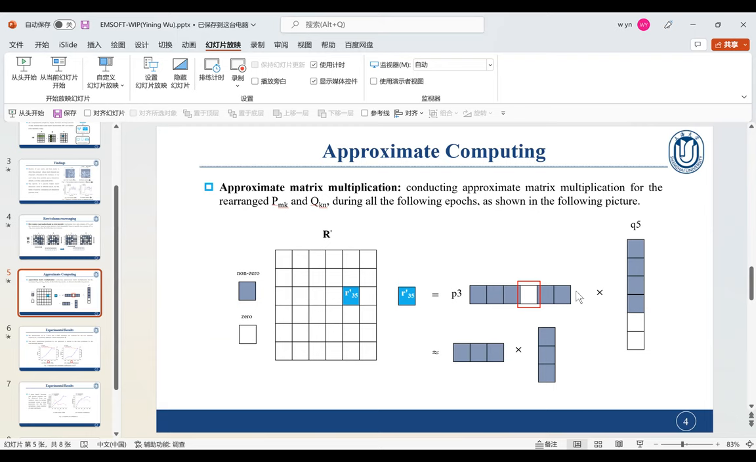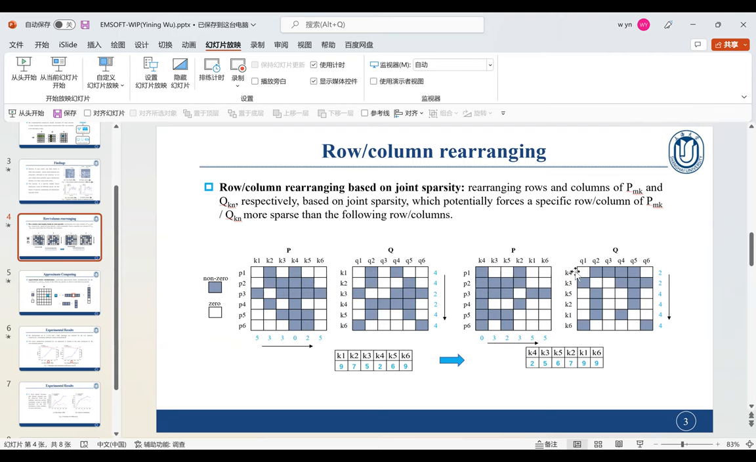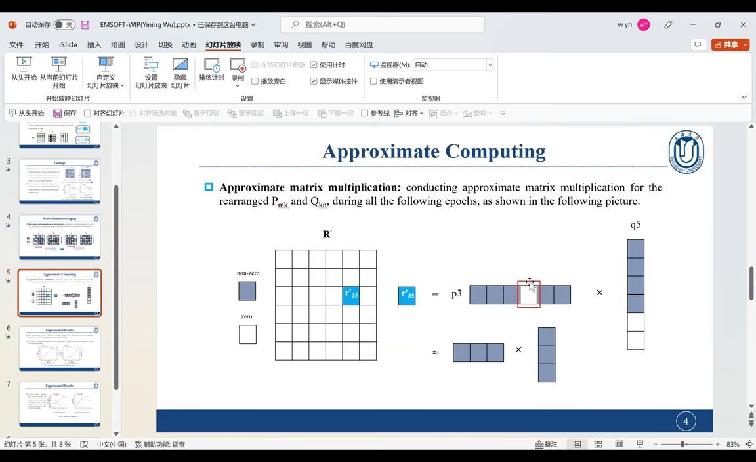This vector is a row of the matrix P, and this vector is a column of the matrix Q. Through the rearranging, we can find that the sparsity of the following elements are closer to zero. So the sparsity of the following factors is larger. So we can expect that if there is a zero in the factor, we can stop the multiplication, because the next element has a larger probability to be zero.